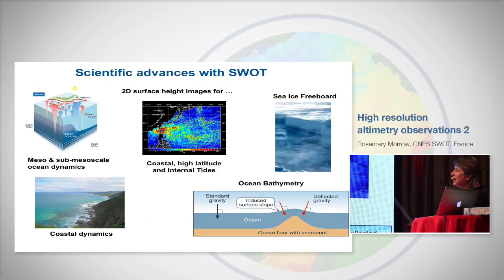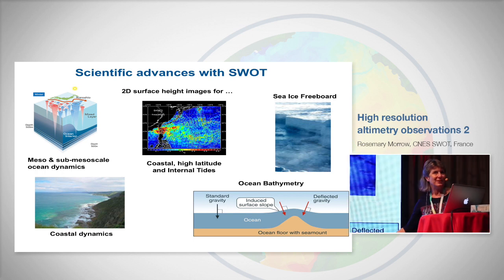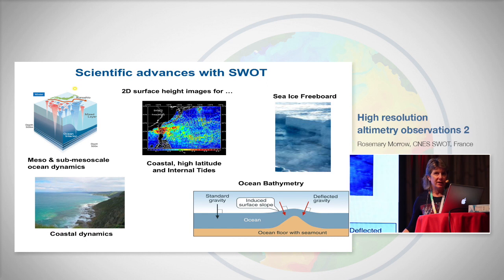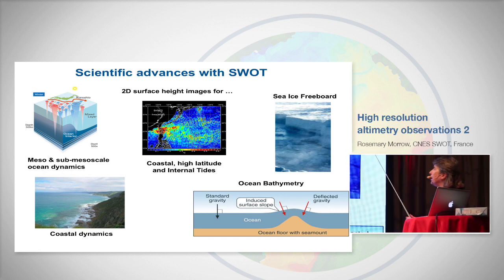So I haven't spoken about other issues, but like all altimeters, it can be used to improve the marine geoid. With 3 years of data, we will have a big improvement in our estimate of the marine geoid and eventually ocean bathymetry, and there are people working on that.